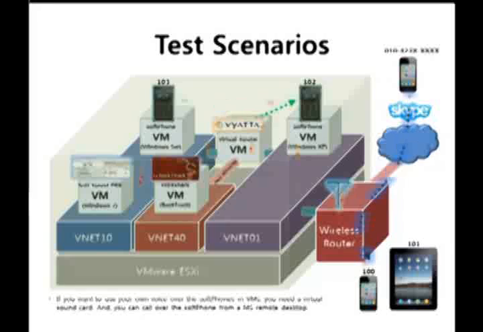If you want to use your own voice over the soft phones in virtual machines, you need a virtual sound card, and you can call over the soft phone from a Microsoft Remote Desktop. VNet 40 needs a promiscuous mode for supporting the port mirroring.